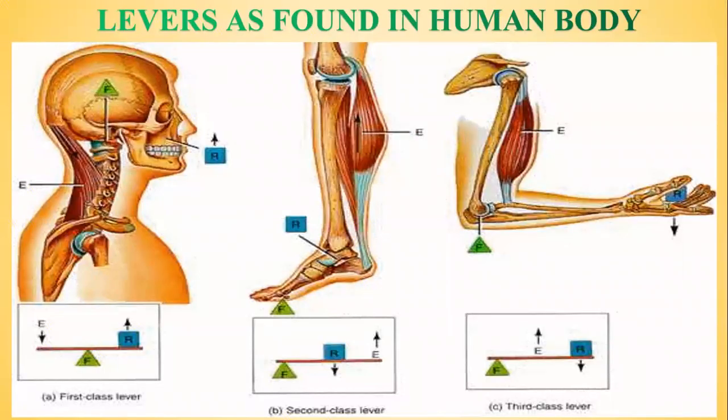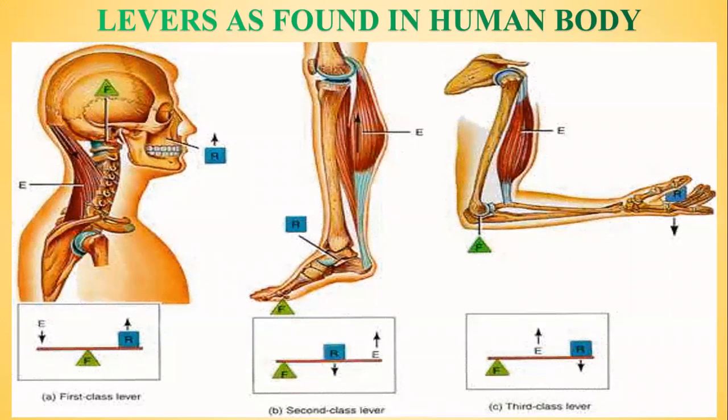Now let us see, we have levers as found in the human body also. First is class 1 lever. Class 1 lever in the action of nodding of head. When you nod your head, the spine acts as the fulcrum. The load is at the front part near your chin, while the effort is at the rear part. Thus, this is an example of class 1 lever.